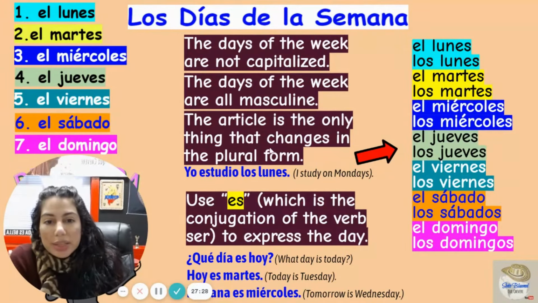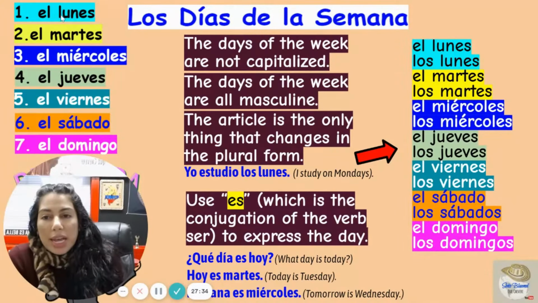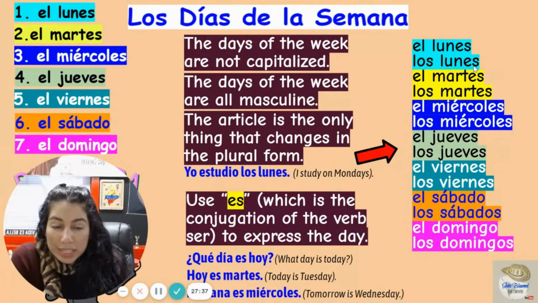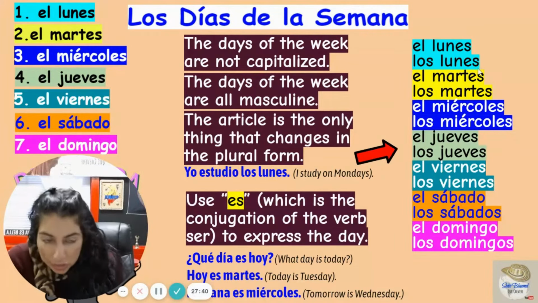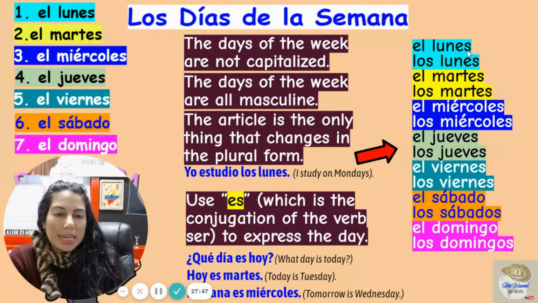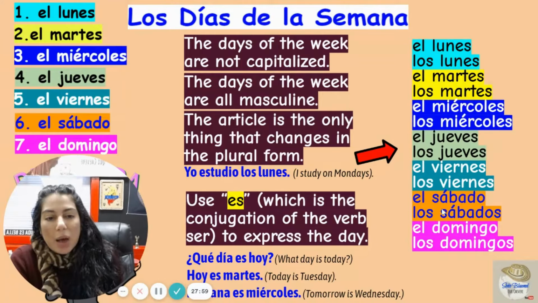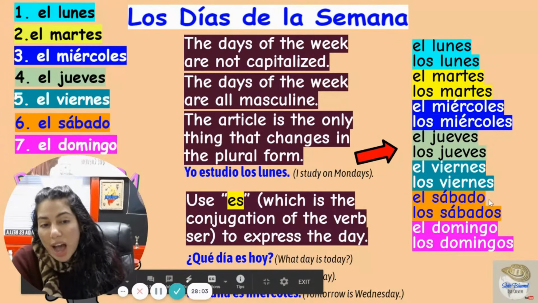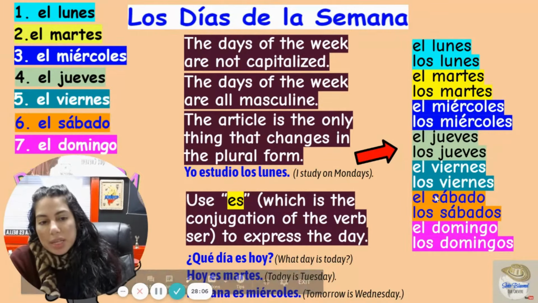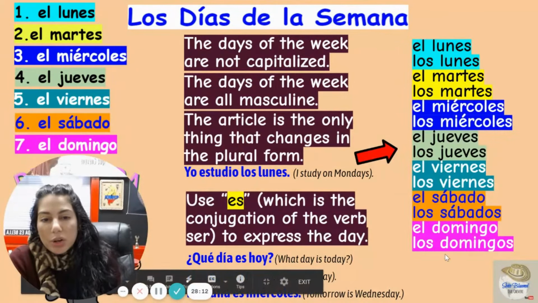And the article is the only thing that changes in the plural form. Okay, so for example, el lunes, you would say los lunes, right? You wouldn't say los luneses. You would just say los lunes because it already ends in S. So you just say los lunes to mean more than one. El martes, los martes. El miércoles, los miércoles. El jueves, los jueves. El viernes, los viernes. Now, el sábado and el domingo, because they don't have the S at the end, you can add it when you're saying more than one. So, el sábado, los sábados, el domingo, los domingos.